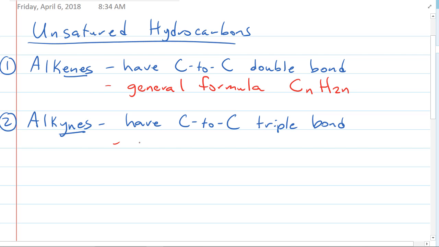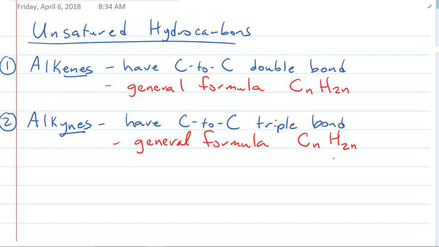And then the alkyne, because this has a carbon-to-carbon triple bond, a general formula for an alkyne is going to be CnH2n. What else do we need on this one?